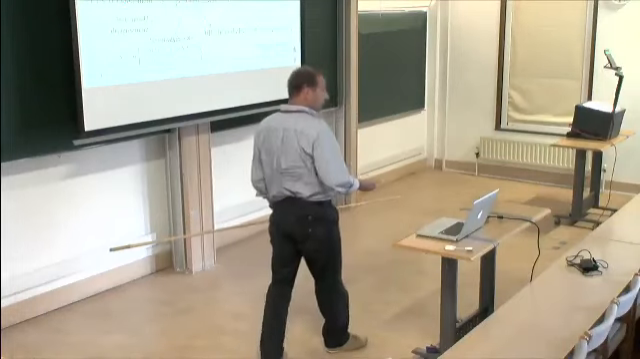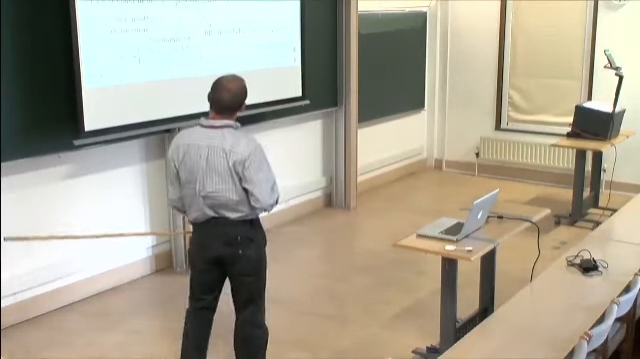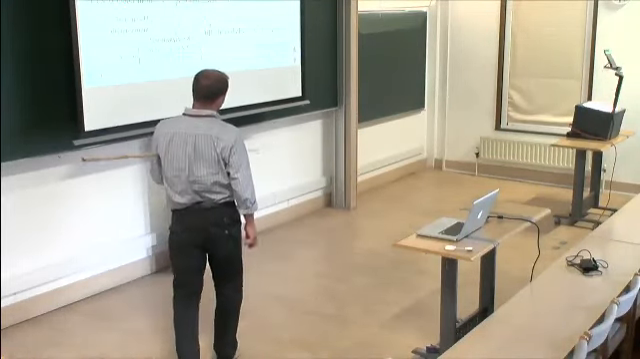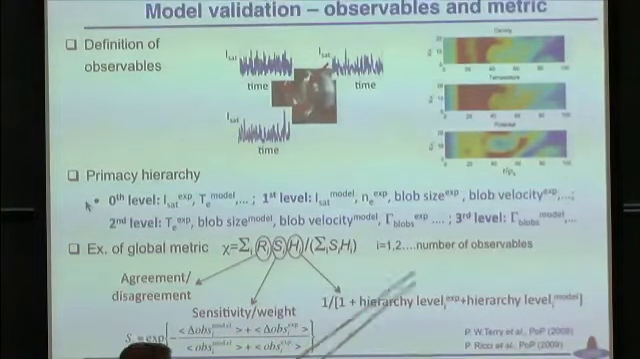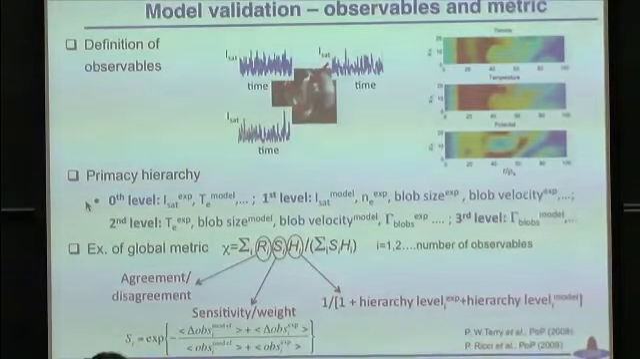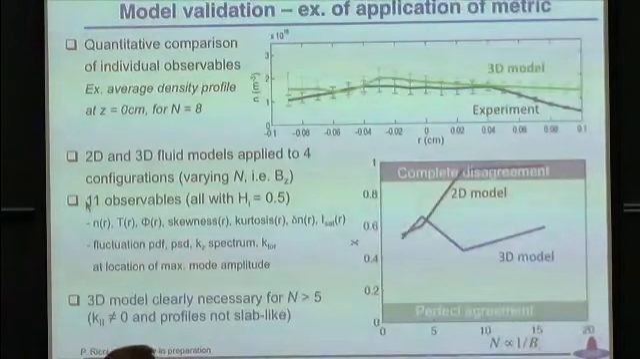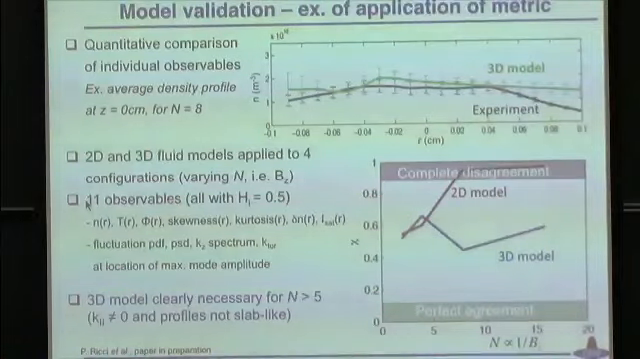And HI, H for each observable, is of course the hierarchy level for that observable, which is 1 over 1 plus the hierarchy level from experiment plus the hierarchy level from model. So this measures how indirect is the information carried by that particular observable. So let's try to apply this to a number of cases.